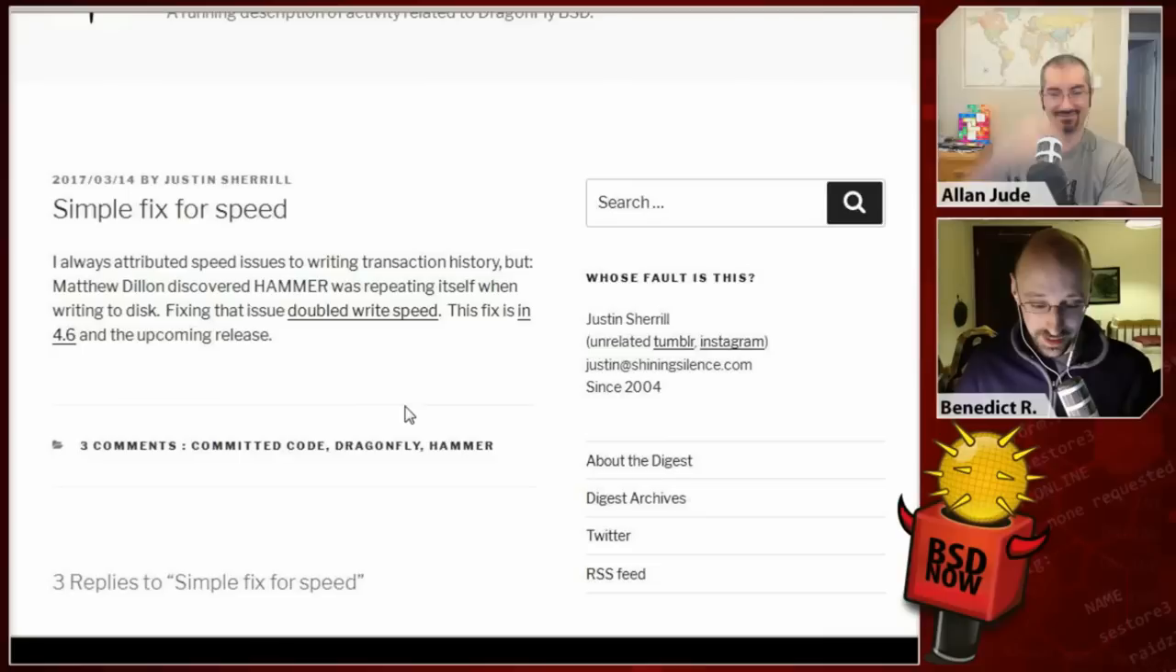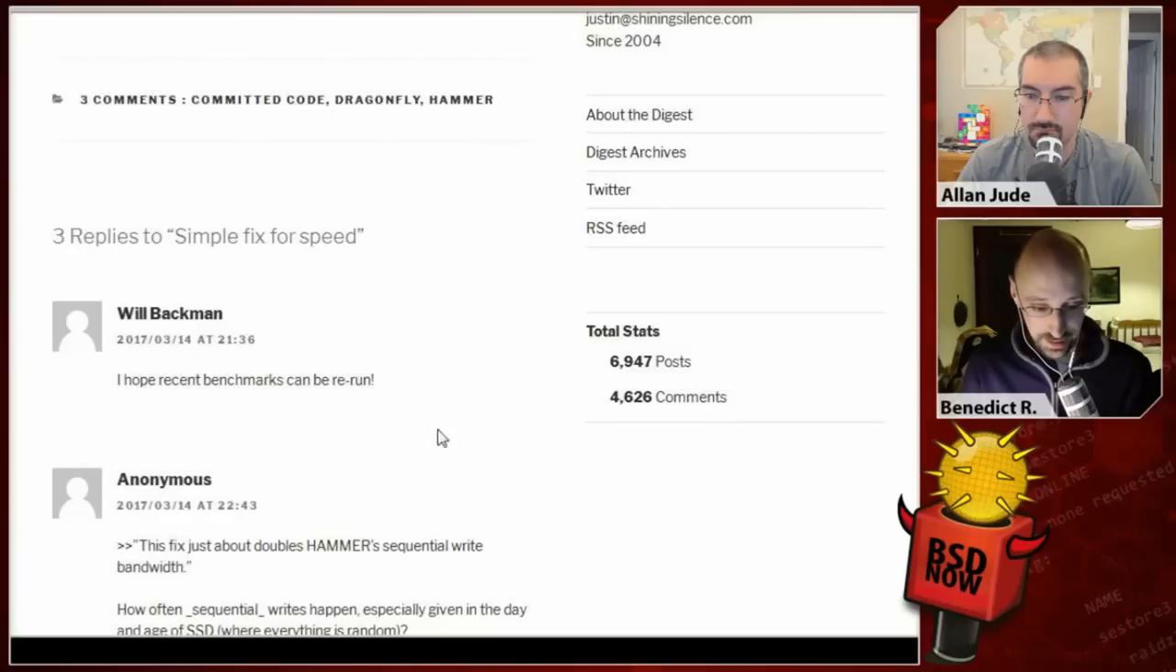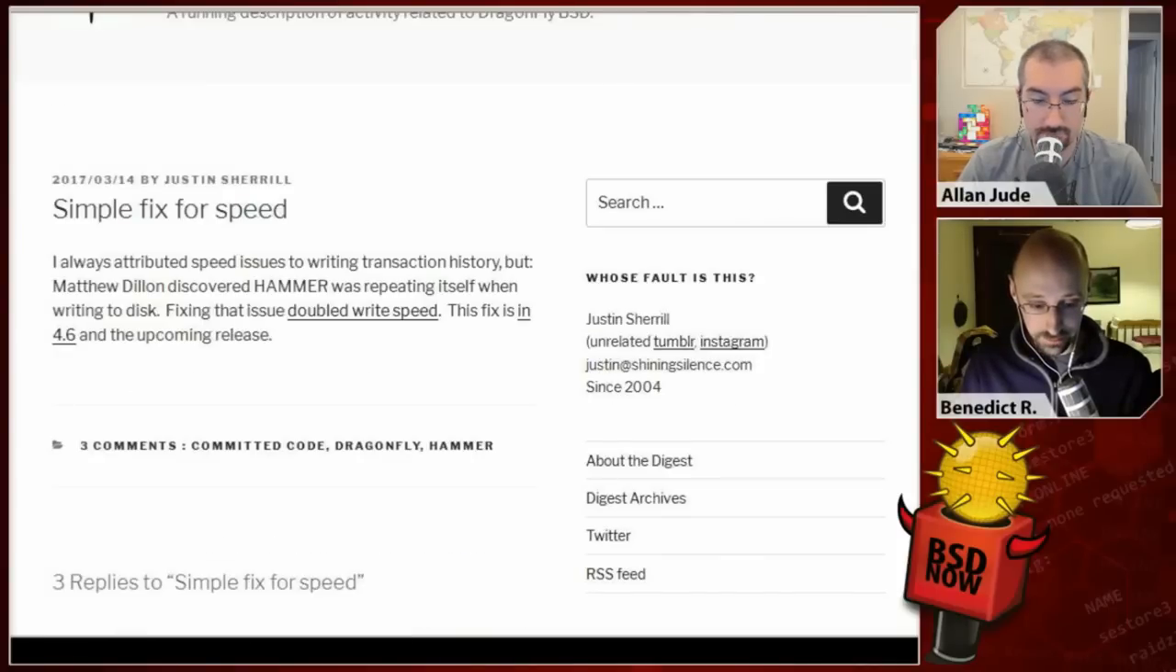So this is something you can find in the 4.6 version of the upcoming DragonFly BSD release. Check that out if you're running Hammer or want to try out Hammer. That's something they are doing.